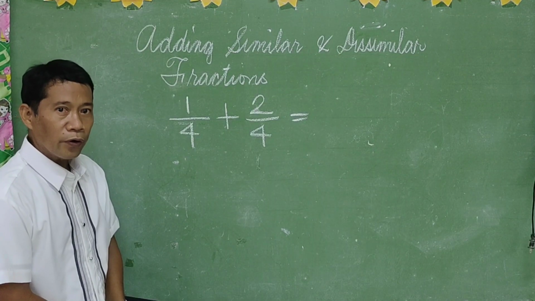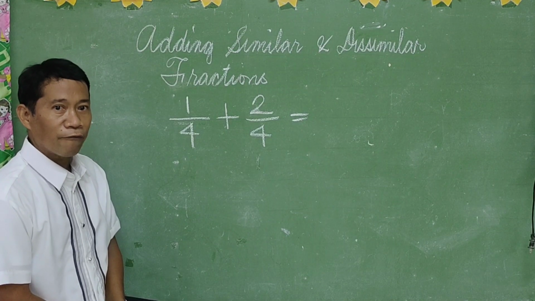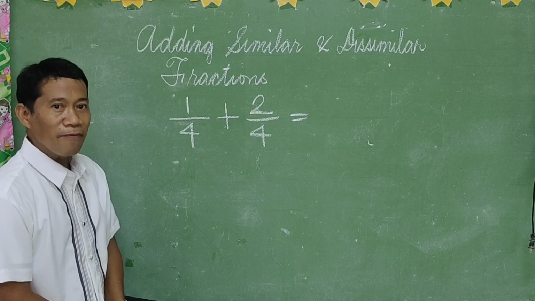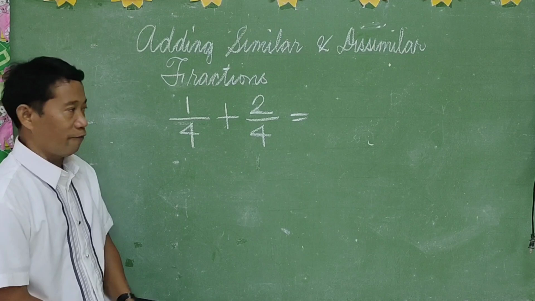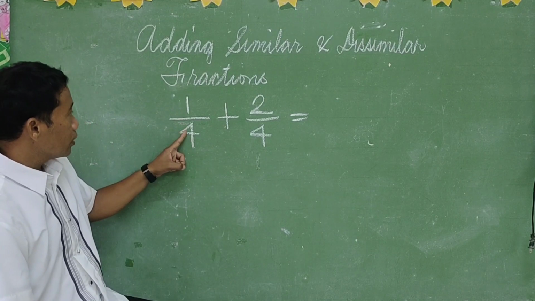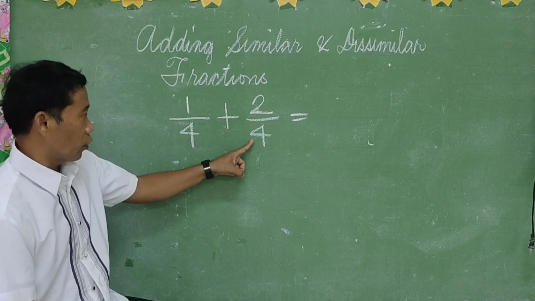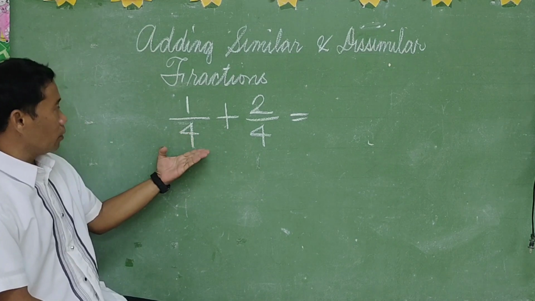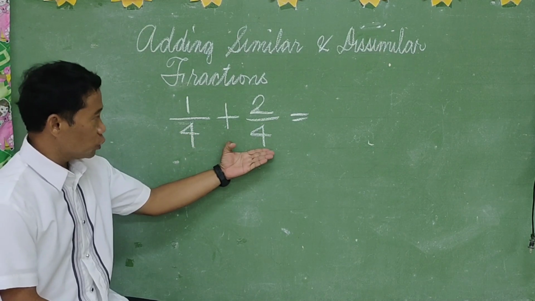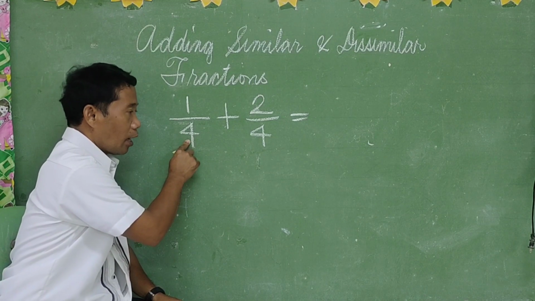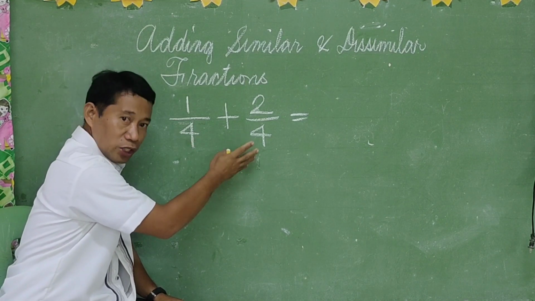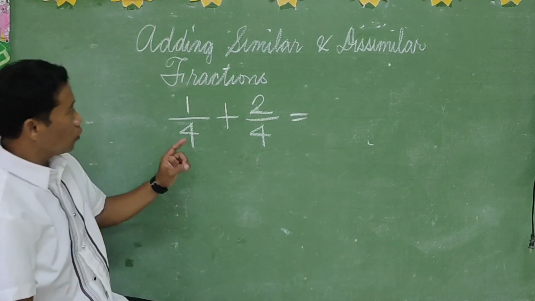This time, we are going to talk about adding similar fractions. When we say similar fractions, their denominators are the same. Like for example, 1/4 plus 2/4. What you have observed about this part here, this number here, is that both are the same. So what shall we do?